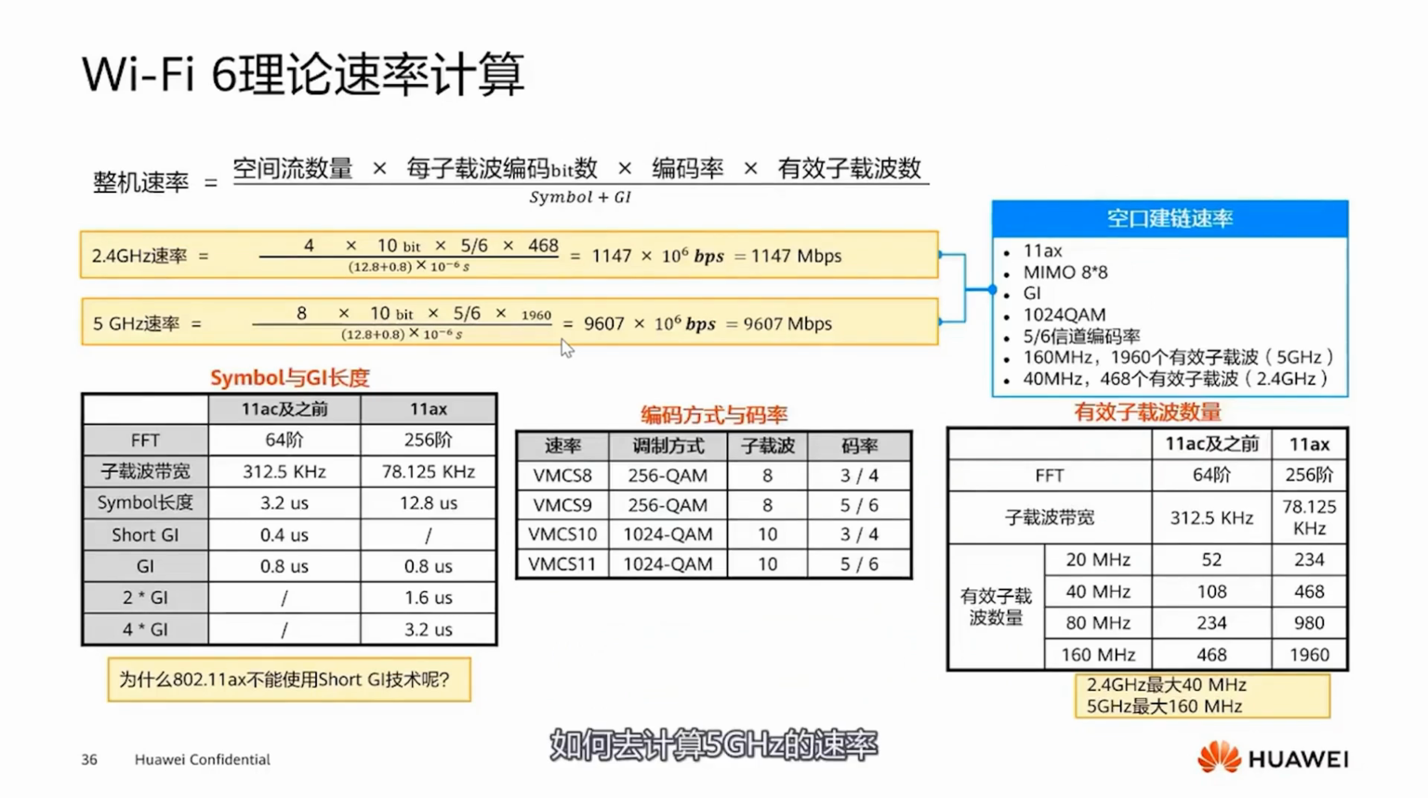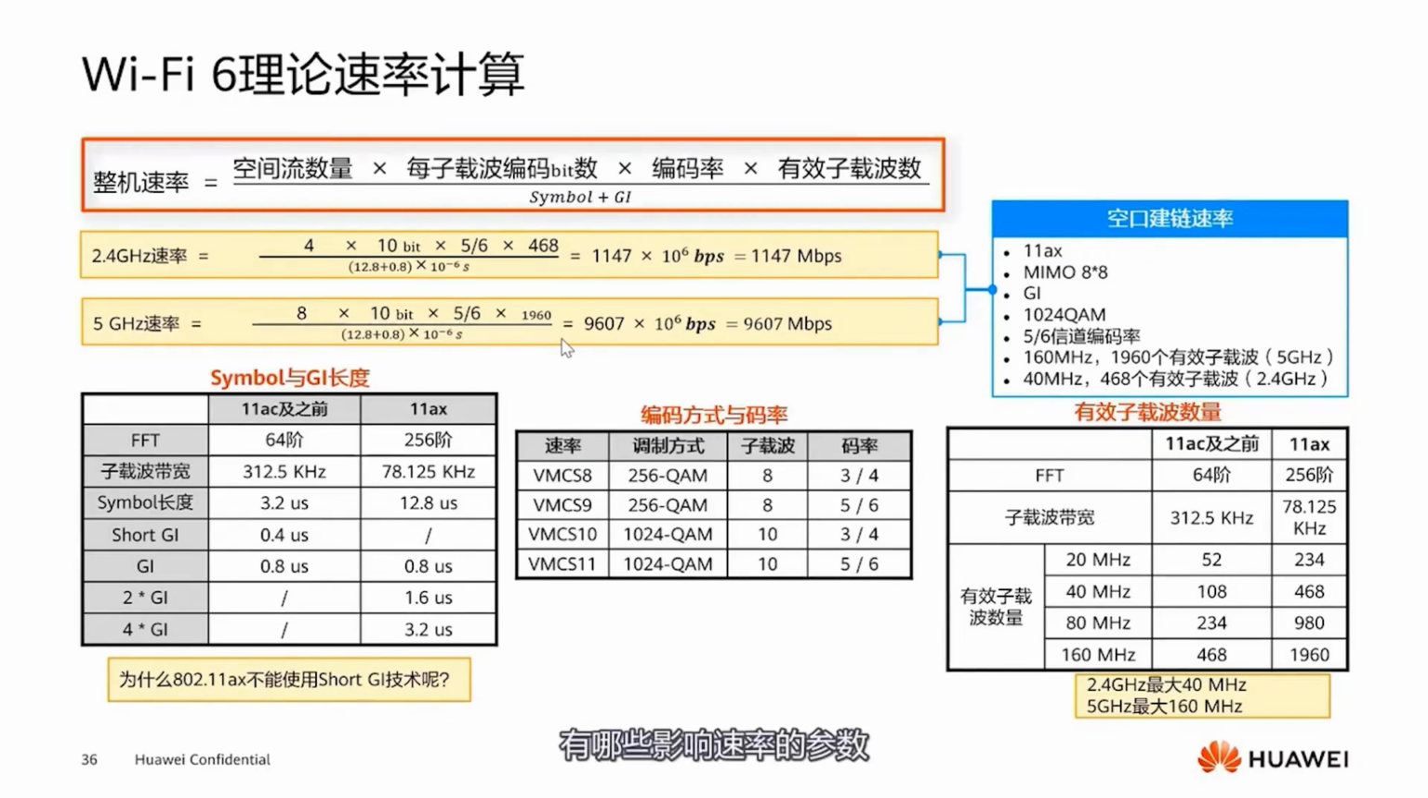Lastly, let's discuss how to calculate the 5 GHz rate. How is the 9.6 Gbps calculated? We use a rate formula. Let's see what parameters affect the rate. The first is the number of spatial streams, which will inevitably affect the transmission rate. The second is the number of bits encoded per subcarrier, which is how many bits each subcarrier can transmit. The third is the coding rate, which we mentioned earlier is better when higher.